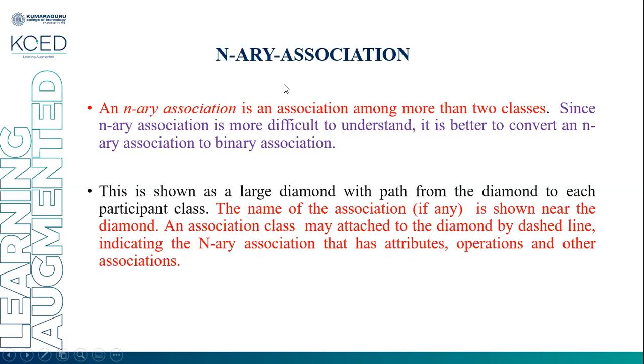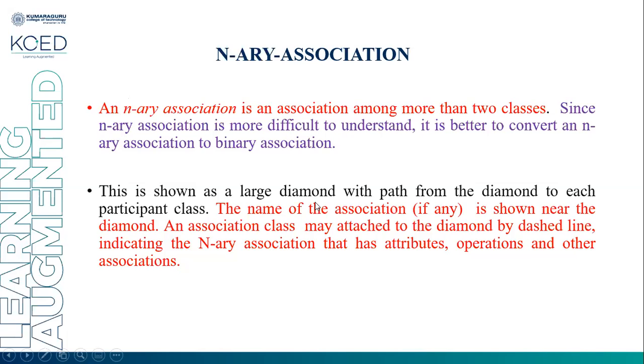Next is n-ary association. An association between two classes is known as a binary association. When an association falls within more than two classes, we can say it is an n-ary association. An n-ary association is an association among more than two classes. Since an n-ary association is more difficult to understand, it is better to convert an n-ary association into a binary association. If you find an n-ary association, better convert it into a binary association.